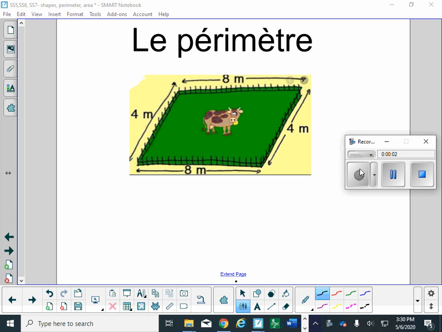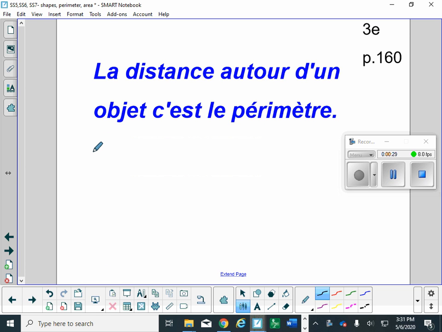Hi everyone, today's lesson is on perimeter, le périmètre. And the perimeter just means the distance around an object. And we are going to be dealing with polygons. And we learned last week that a polygon is just a shape that has straight edges and it's enclosed. So that's what we will be working with. So a perimeter is the distance around an object.